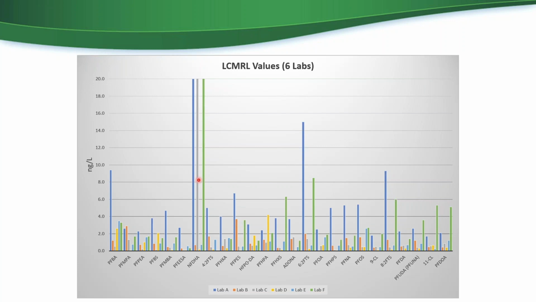And it's just a matter, I'm sure, of electrospray, ion lenses, how things are set up, the way voltages are applied. But you do see differences, and I'm certain it's in the instrumentation. But the more important thing here is that when we started, our target LCMRL was 10. And aside from the NFDHA, most everything except for 2 compounds there are under 10.